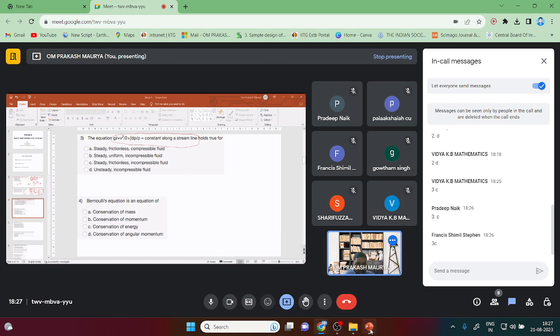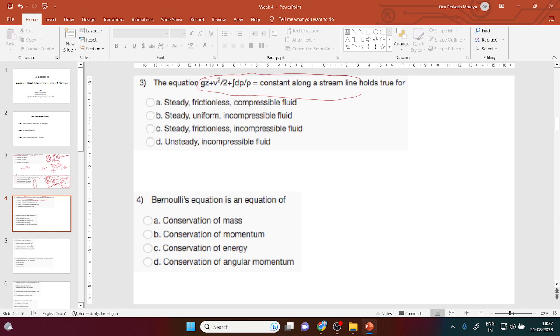Okay, now we'll discuss. Pradeep, you are asking about steady flow and uniform flow. Steady flow is nothing but that your flow parameters like velocity, change in velocity, pressure, and other flow parameters are constant with respect to time. That is, there is no change, right? Yes, sir.